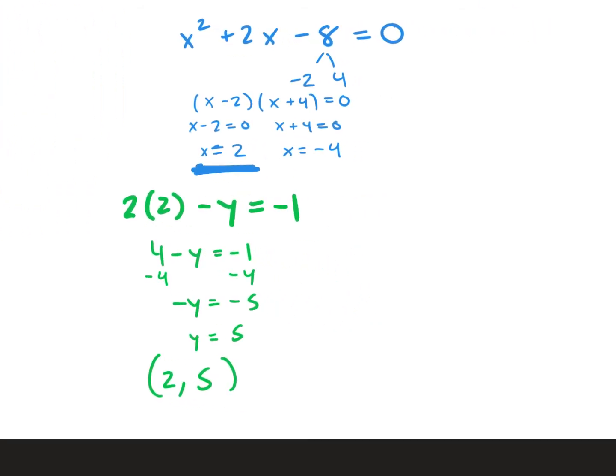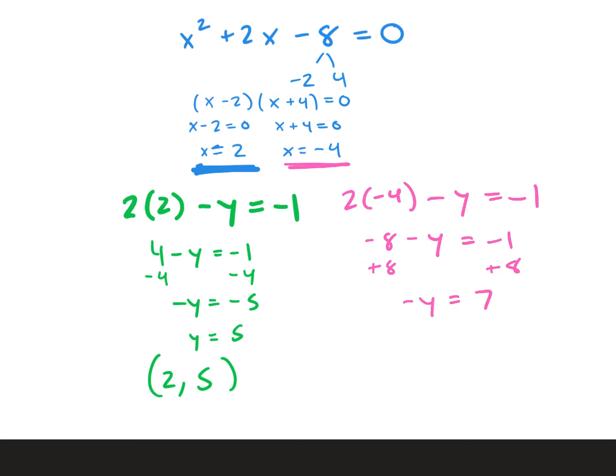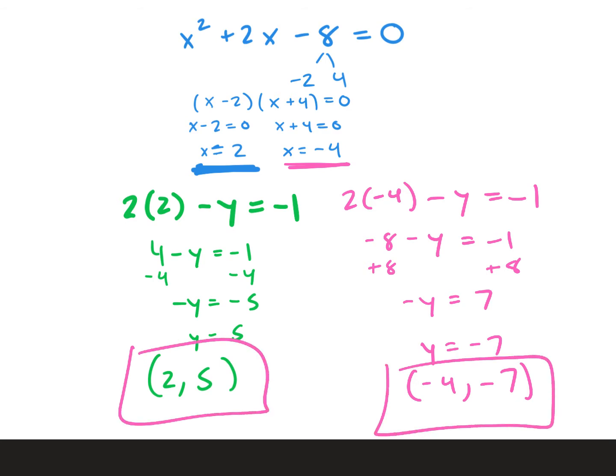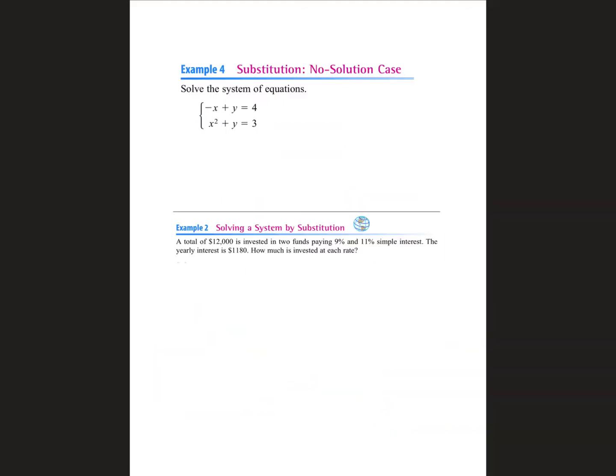Do the same thing for -4. So I have 2 times -4. I'm just plugging this one into our second equation now. -8 minus y is equal to -1. Add 8. Negative y is equal to 7. So y is equal to -7. So my second answer is (-4, -7). So these are my two solutions. You have to write them.